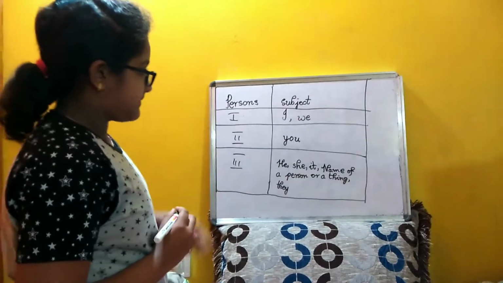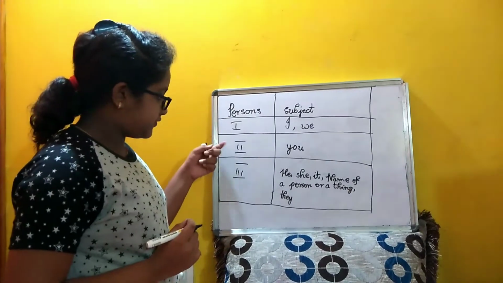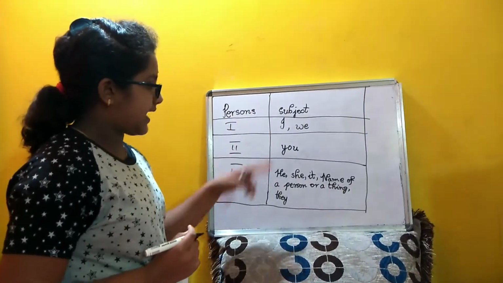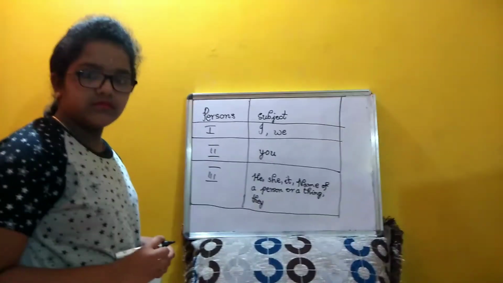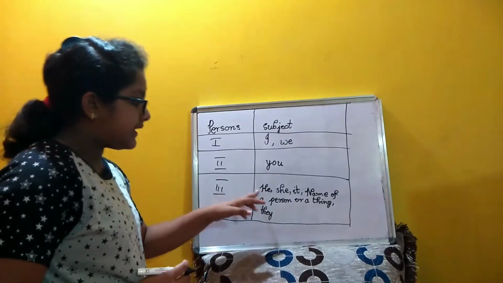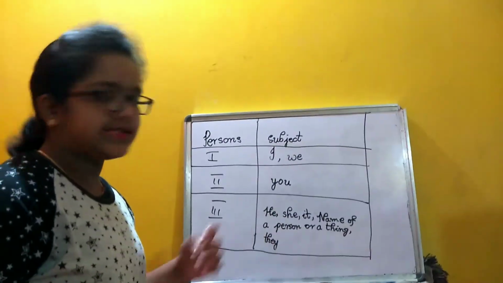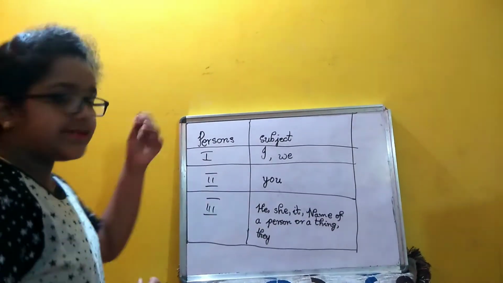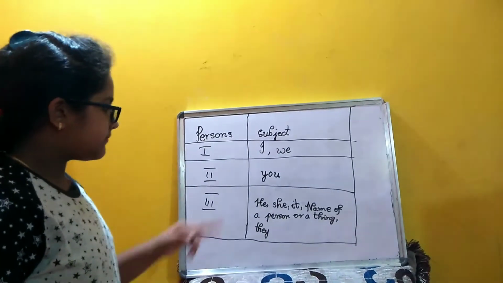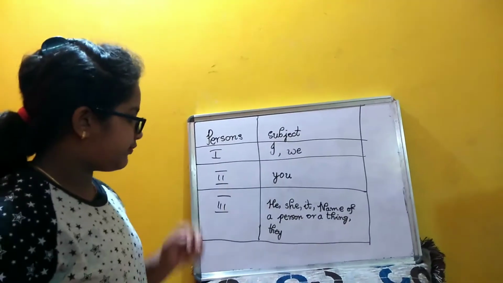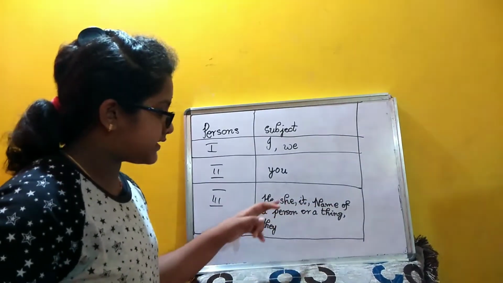Now we are going to discuss persons and subjects. In grammar, there are 3 persons: person 1, 2 and 3. In first person, the subjects are I and we. In second person, it's you. In third person, he, she, it, name of a person or a thing, and they. Now let's repeat it from the first. First person, subject I, we. Second person, subject you. Third person, subject he, she, it, name of a person or a thing, they.